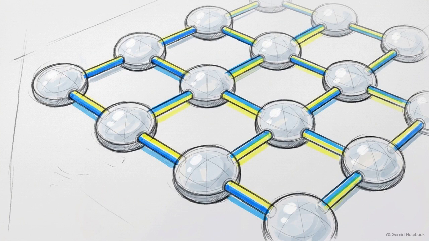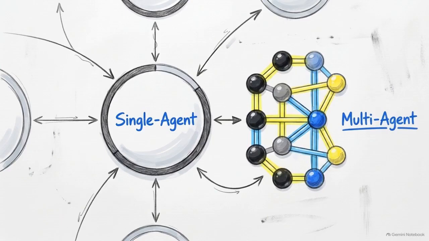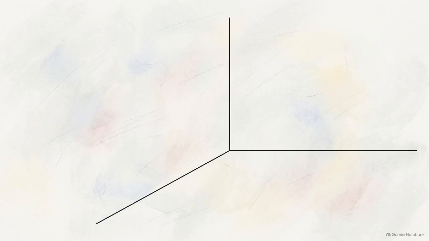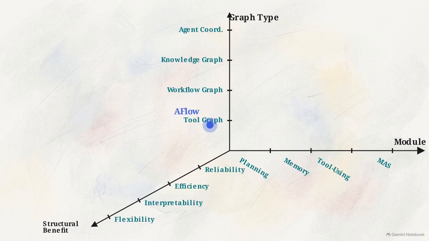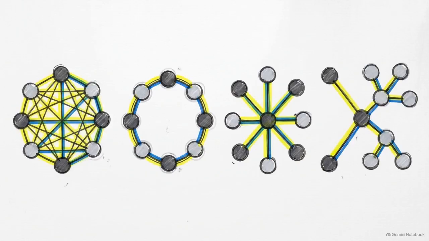We can map this entire landscape of graph-augmented techniques across both single-agent and multi-agent systems. This three-axis taxonomy categorizes GLA research, mapping the module on the x-axis, graph type on the y-axis, and structural benefit on the z-axis. For example, the AFlow system maps directly to planning, workflow, and efficiency. Across all implementations, these graphs deliver four overarching structural benefits: reliability, efficiency, interpretability, and flexibility.